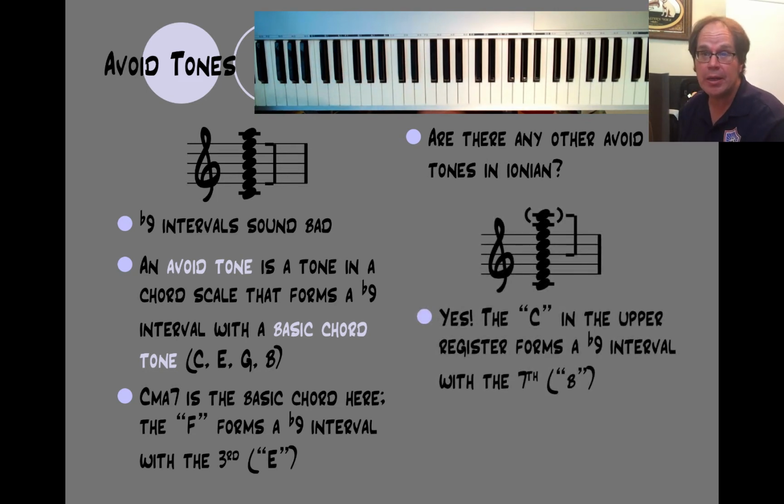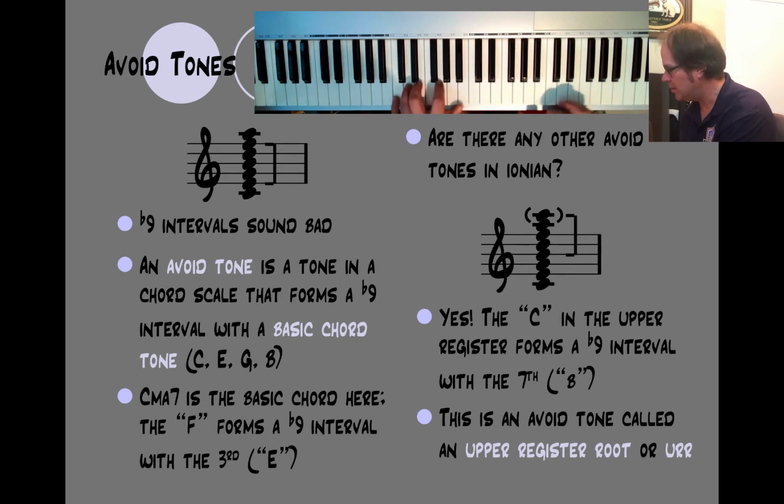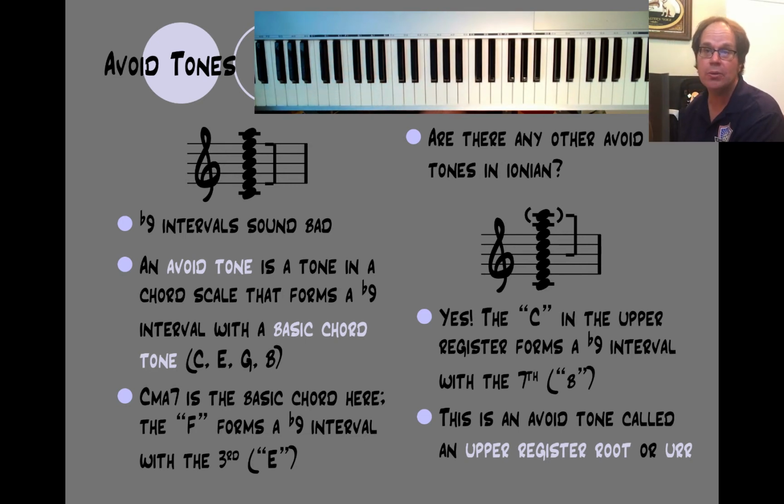So that is actually an avoid tone, and we have a special name for that particular avoid tone, and it's going to show up in some other chords as well. It's called an upper register root, otherwise known as a URR. Okay? Isn't that weird?